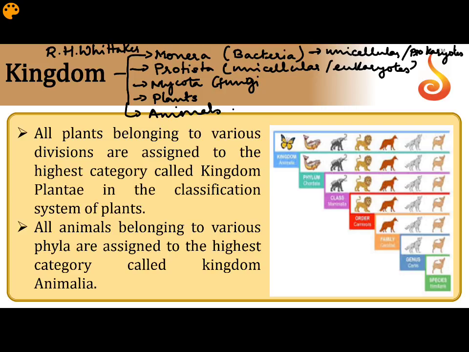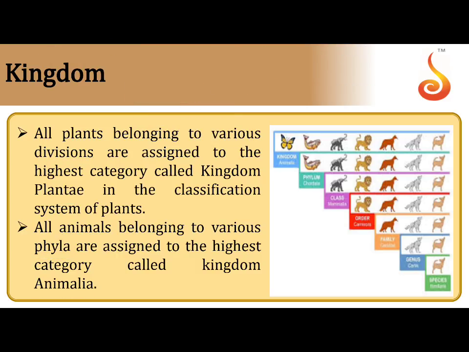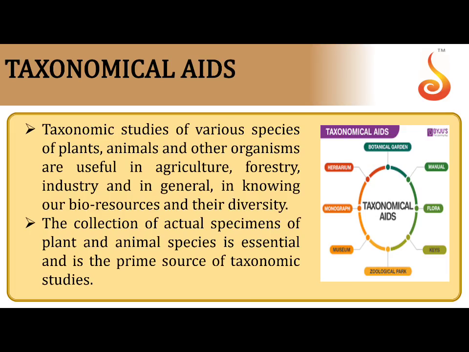So we can see here, the group of all the divisions is called the Plantae kingdom. So all divisions come under this, and the group of all phyla forms the animal kingdom. So like this we have completed our taxonomical hierarchy. But we would accept the fact that the taxonomical hierarchy is so large that we need certain aid to understand them better.